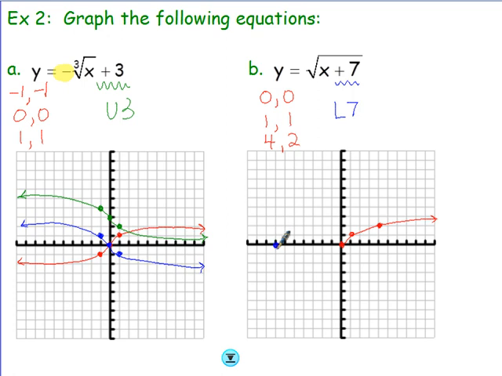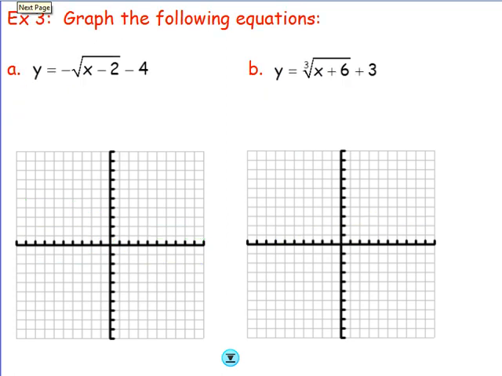Make a new dot. Go to the next one. Make a new dot. Go to the next one. Count 7. Make a new dot. Then, nice, smooth curve. All right, so at this point, I think you're ready to try 2 of them on your own. So go ahead, go on to example 3, pause the video, start it back up when you're ready to check.